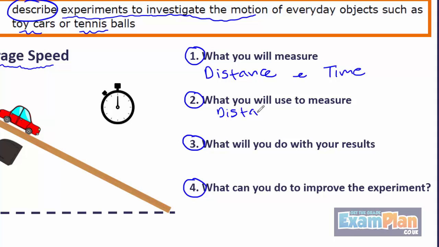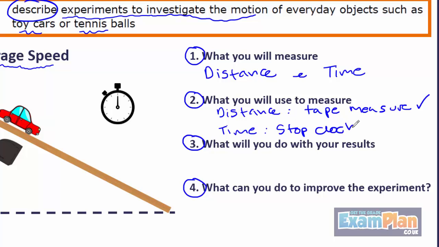Well, when measuring distance, we need to think about a piece of equipment that is correct for the distances being measured. Here we are measuring a distance of over 1 meter, so a tape measure is more appropriate than a ruler, for example. To measure time, we should use a stop clock.